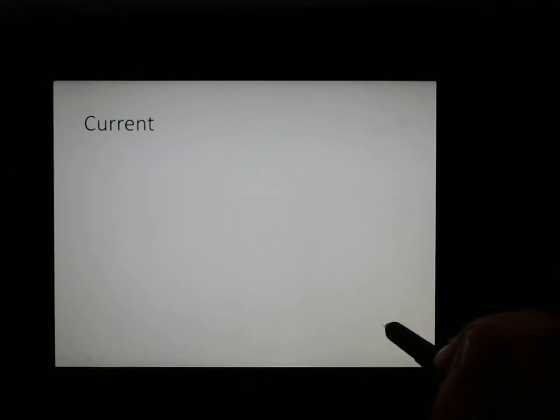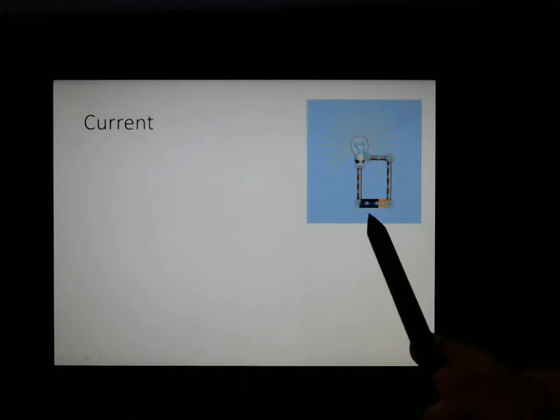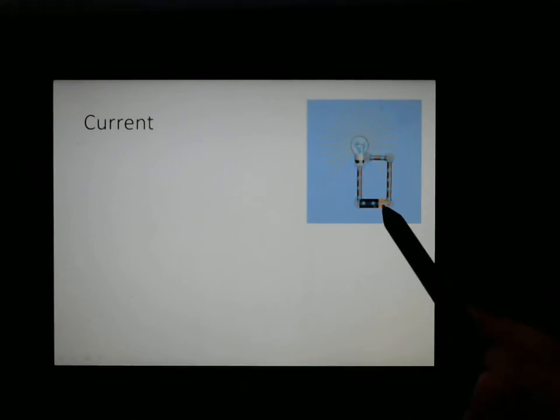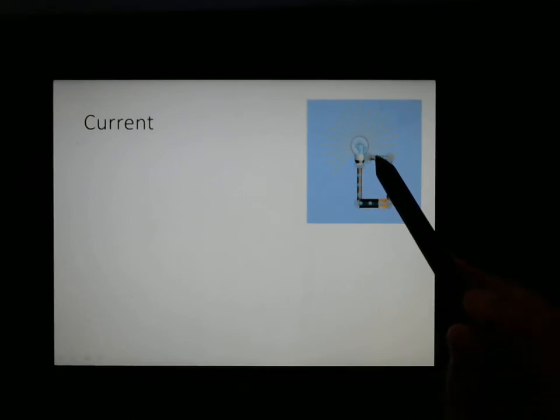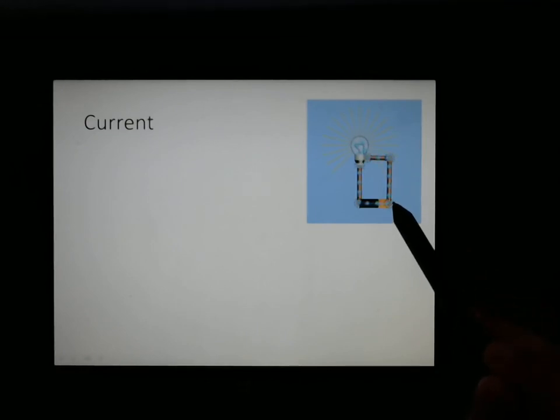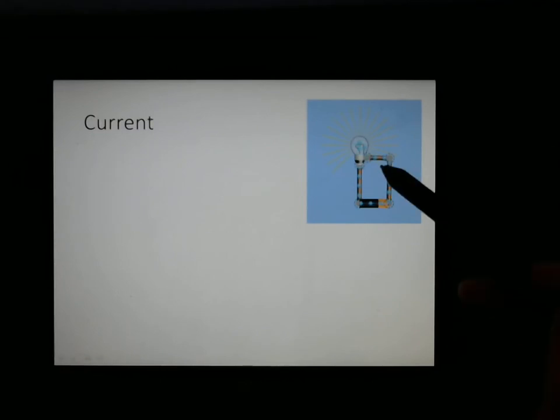And here's a nice little animation of it. We've got a little battery there, we've got a light bulb, and we can see here these little blue electrons are moving around on the path. If any of this was broken, the electrons would stop moving and our light bulb would turn off. That's what a switch does in your home.